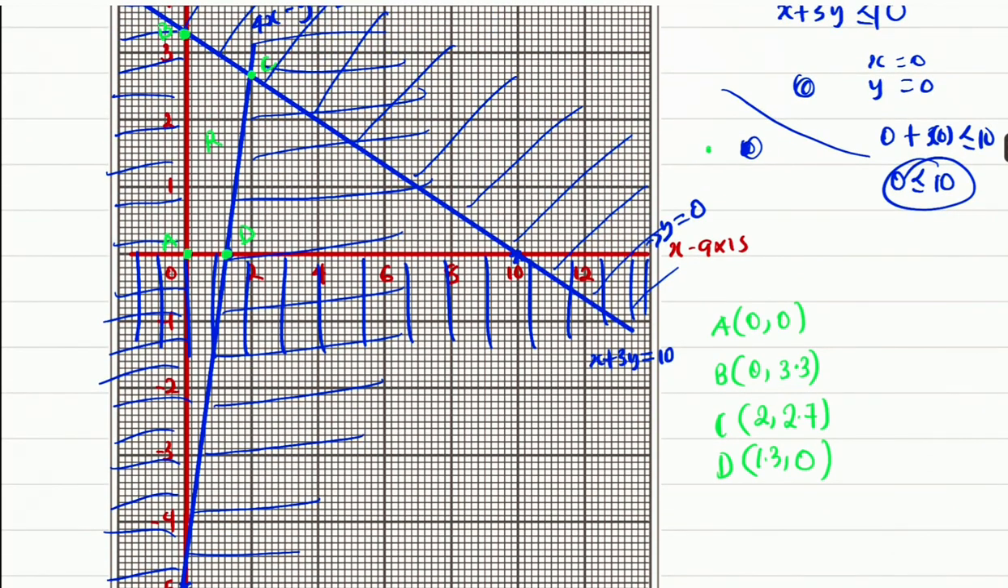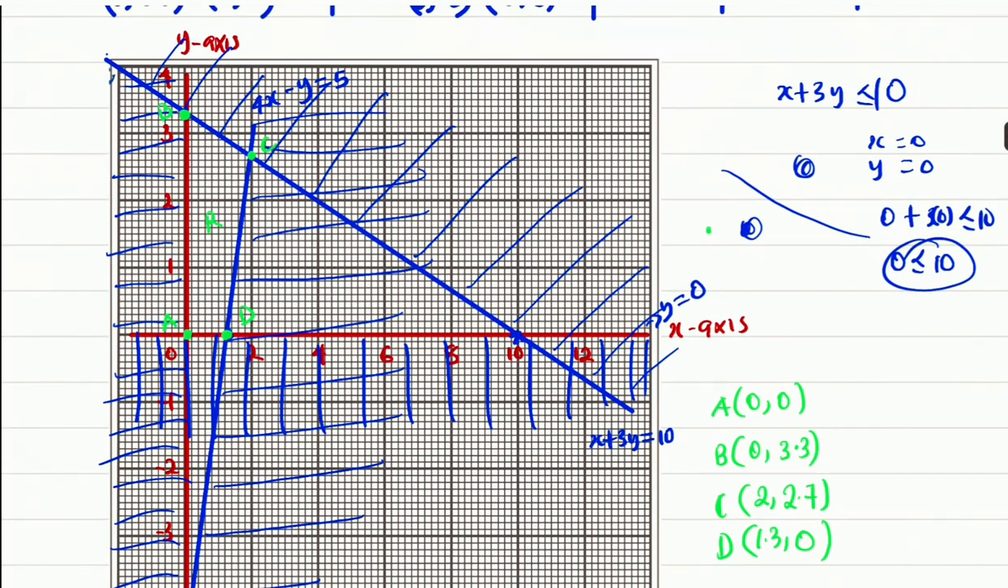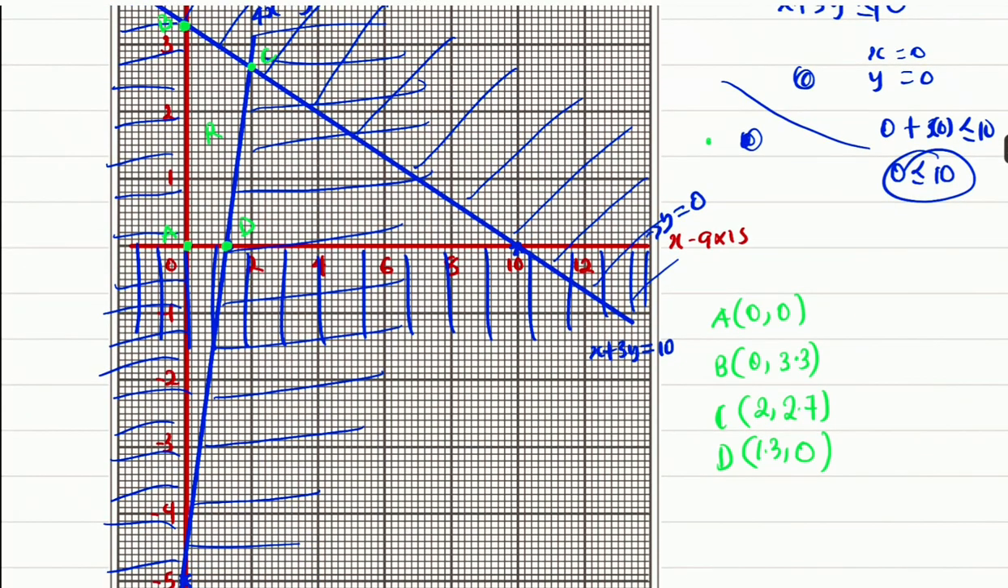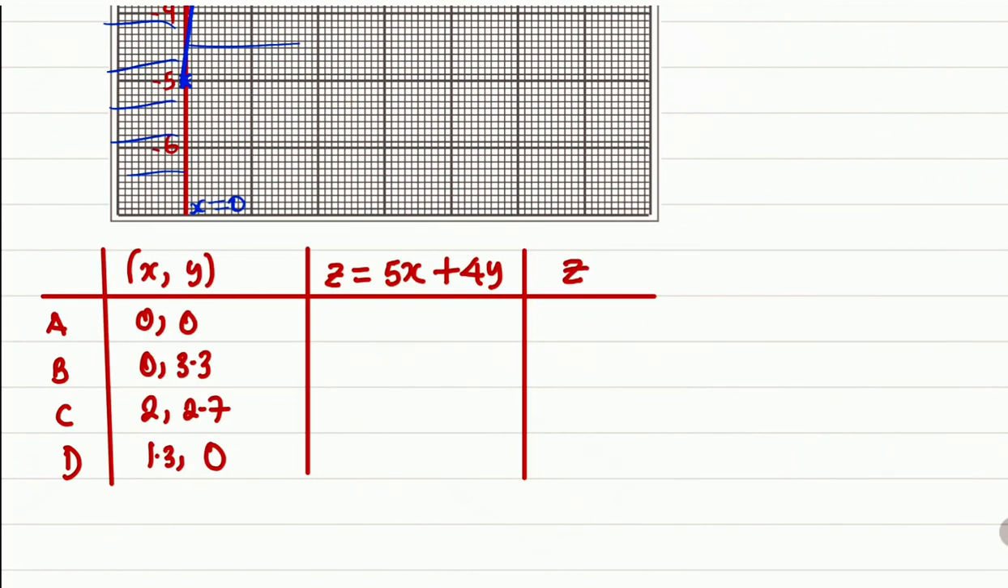So let's go there and use our objective function to maximize the work. So this is what we have now. Now this is going to be 5 into 0 plus 4 into 0. So all we have here is z is 0. So the next one, we are going to have 5 into 0 plus 4 into 3.3. We are going to have 13.2.